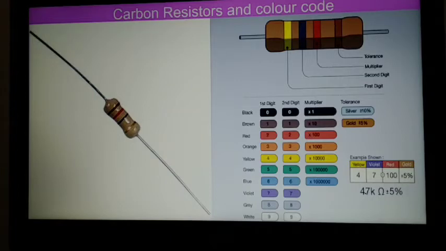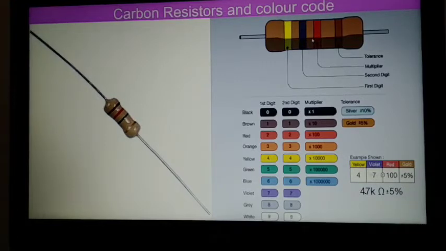And now we can see how you can find the value of a carbon resistance using the color code. See, in this one, the first ring is yellow. So its value you can find from this table. Yellow is denoted as 4. The second one is violet, and violet's number is 7. So that is the second digit, which is 7.